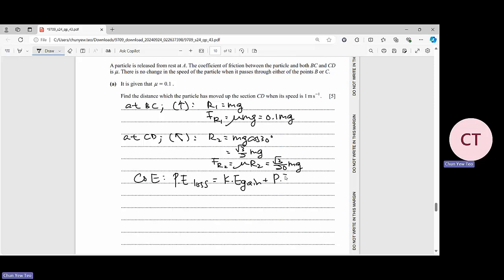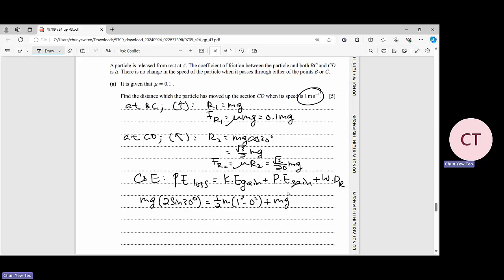Now the PE loss will be the work done by the resistance. KE gain is half m v squared. And GPE gain.